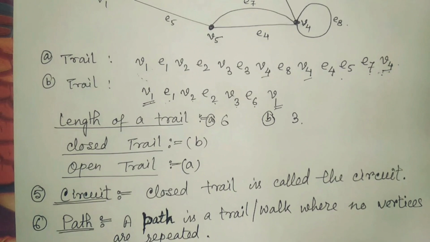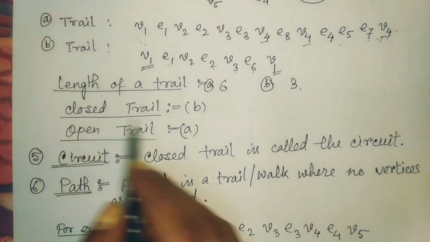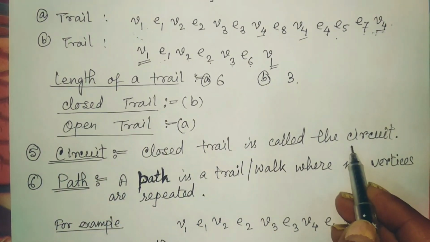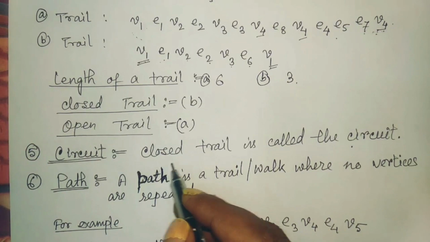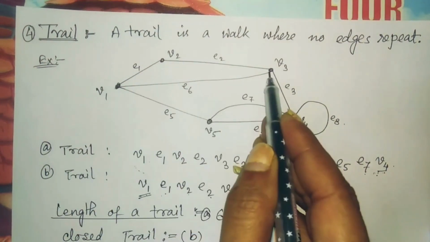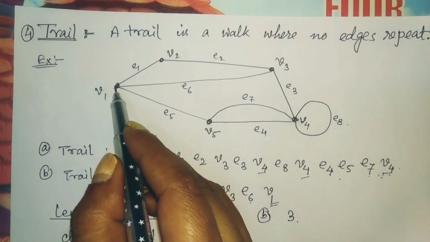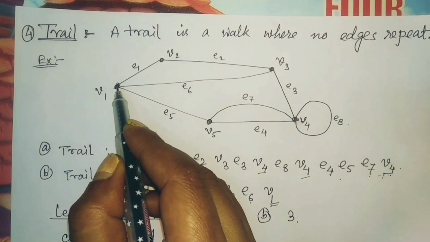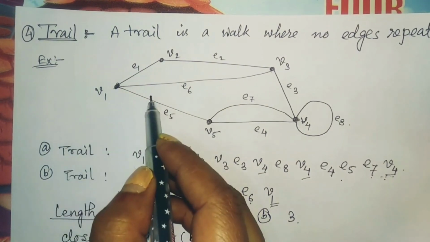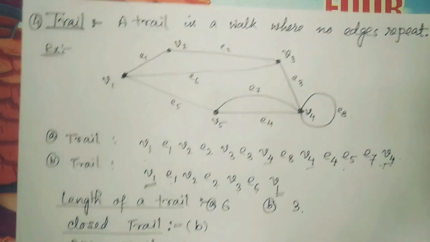One more important thing regarding the trail is that if you have a closed trail, then a closed trail is called a circuit. That means if we start from a vertex and proceed, and after the whole traversal you come back to the same vertex, where vertices may be repeated any number of times but no edges can be repeated, then this forms a circuit.